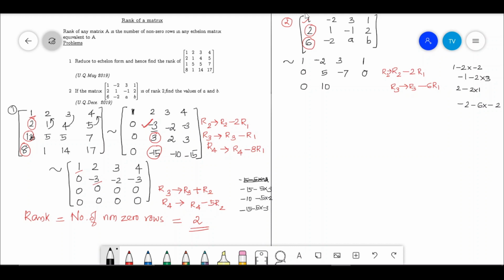Then we have the next element as A minus 6 times 3, so A minus 18 as the next element. And the last element is B minus 6 times 1, so B minus 6 is the last element. So we complete that matrix. We have made every element below the first pivot equal to zero. Now again we have to transform it so as to get to an echelon form.